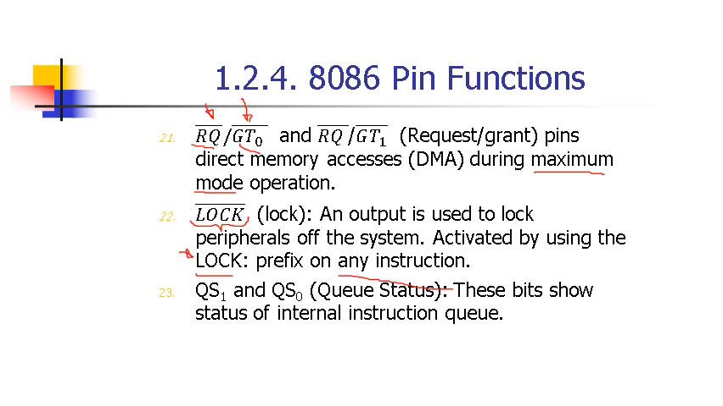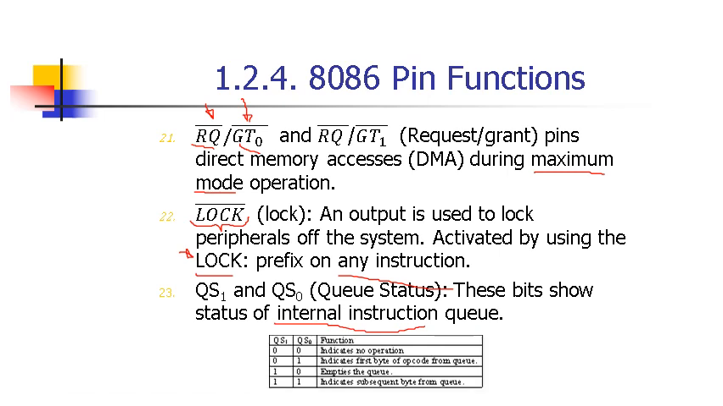QS1 and QS0 indicate what's going on inside your processor. For example, if they are both 0, no operation is taking place inside your processor. 0, 1 indicates the first byte of your opcode is being dealt with, and so on. 1, 0 empties the queue. 1, 1 indicates the subsequent byte from the queue.